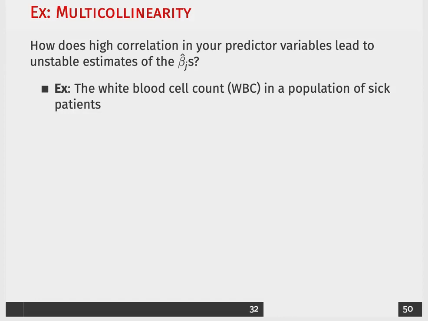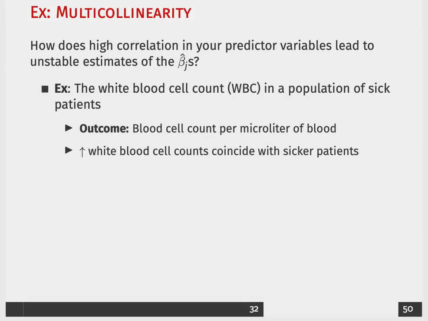The example that we're going to talk about is a disease, or actually two diseases, and the outcome that we're interested in is how those two diseases impact the white blood cell count, so I'm going to say WBC from here on out, of sick patients. So that's what we're going to measure, of how sick people are. Now, the outcome specifically is going to be the blood cell count per microliter of blood. That's going to be the unit of observation. And when we have an increase in white blood cell counts, that's going to coincide with people being sicker.